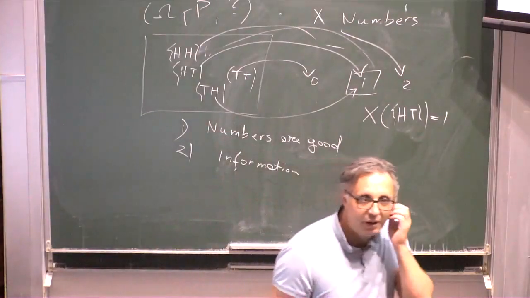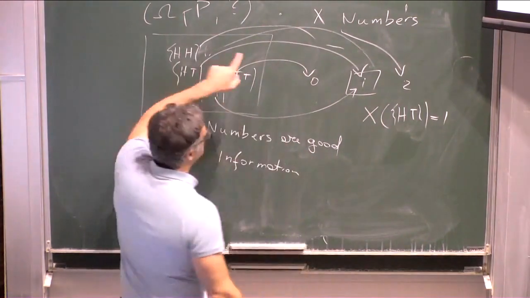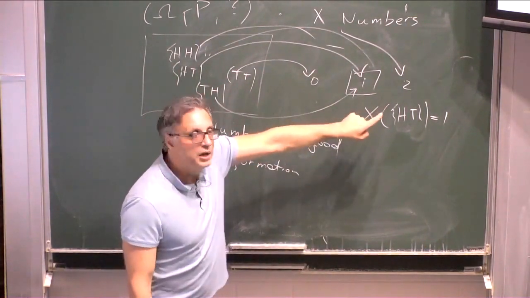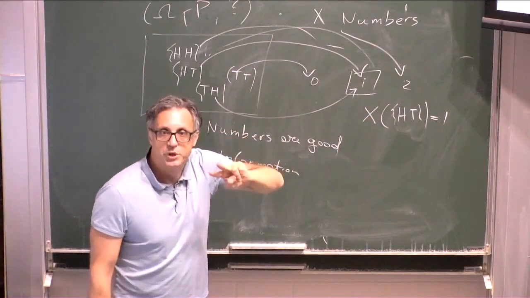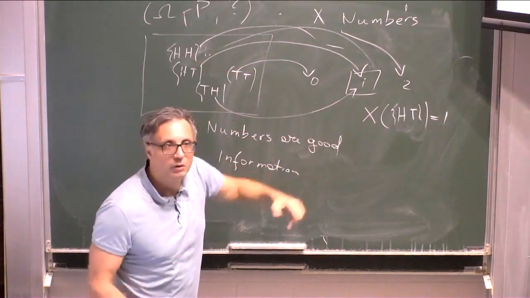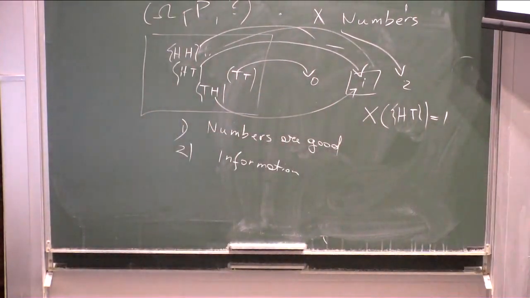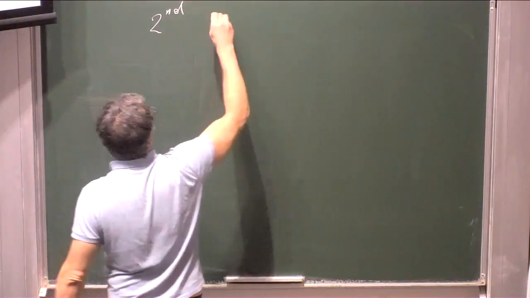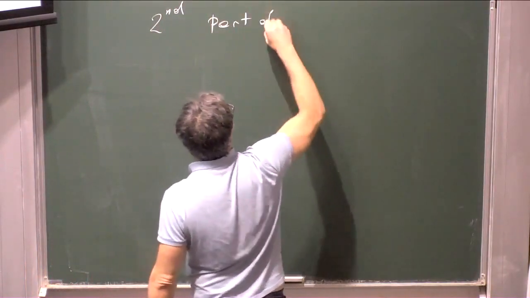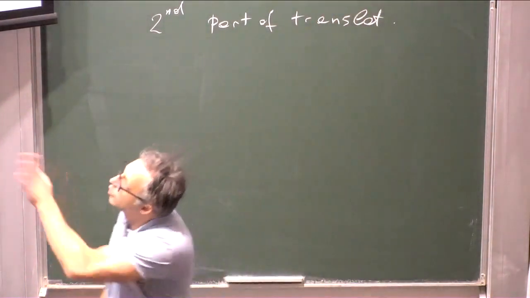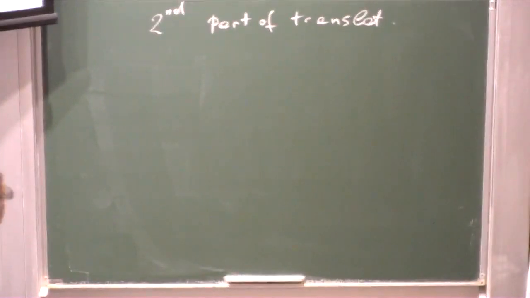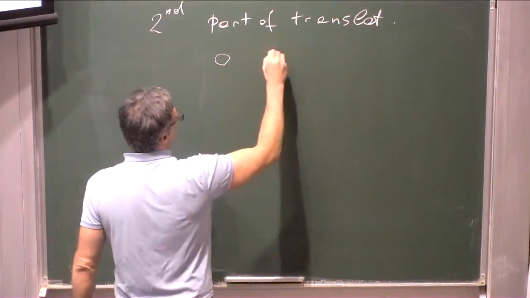Probability mass function. I translated the omega into these numbers. I need to translate the P as well. You have two objects. You cannot just translate one of them. Otherwise, you are in trouble. So, second part of the translation: how to translate the P. But now look what happens. These are the possible values.